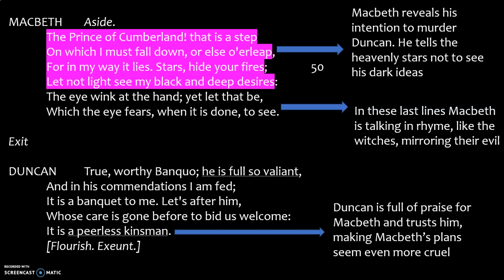And then he goes on to say, Macbeth is talking in rhyme there, like the B and C. Once again, that mirrors the evil of the witches when he starts doing that. Off goes Macbeth, and Duncan then says about Banquo being very valiant as well. He's full of praise for Macbeth and also praises Macbeth, and that makes Macbeth almost seem more cruel because Duncan is there praising him, and then Macbeth, of course, is going to plan and murder the king, which is why I've underlined the words valiant and peerless there. Peerless means there's no one else like him. He's just such a noble, loyal soldier to me.